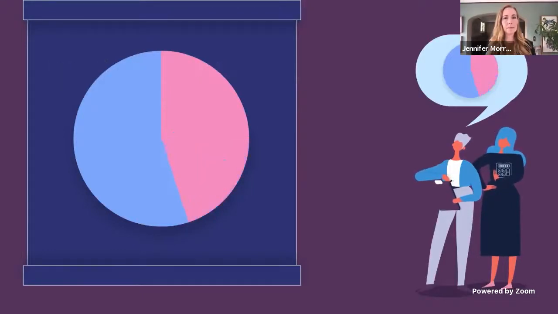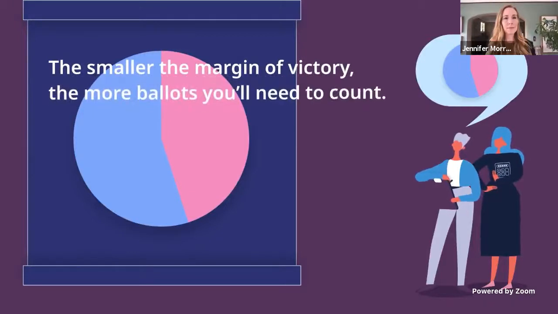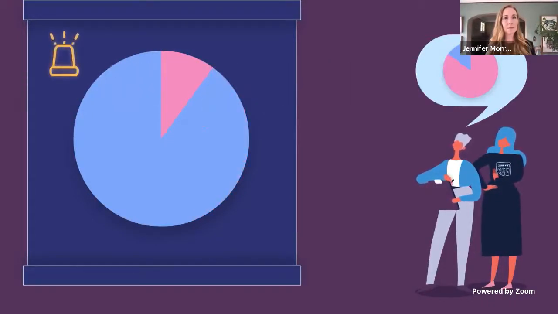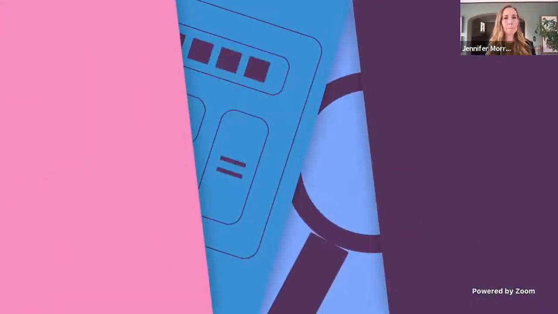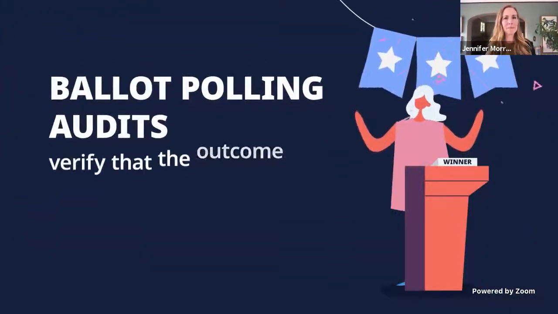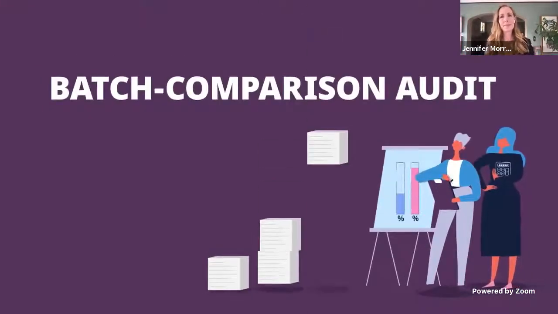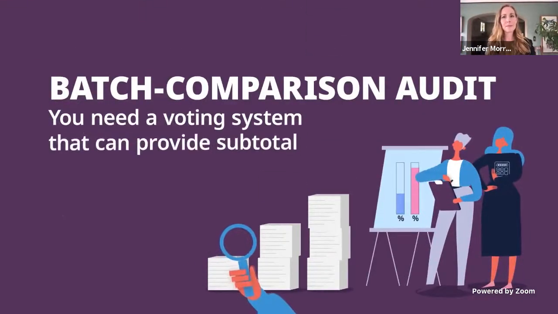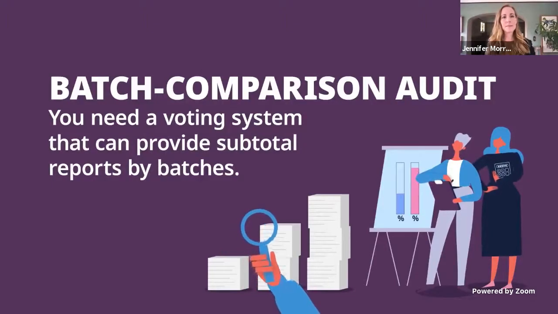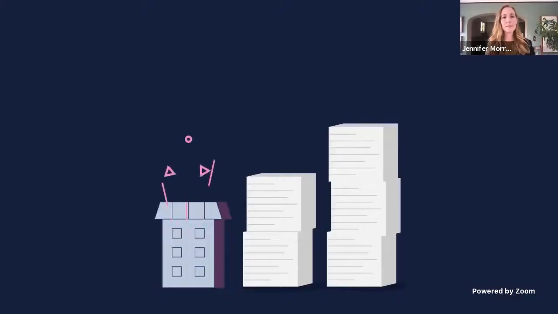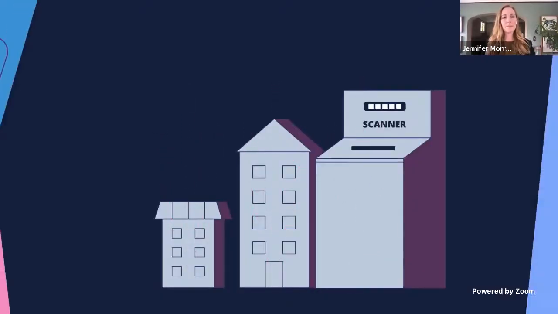Like the other 2 methods for risk-limiting audits, with a ballot polling audit, the smaller the margin of victory, the more ballots you'll usually need to count. If you discover major discrepancies, you'll end up doing a full recount. Ballot polling audits verify that the outcome of the election is correct. For a batch comparison audit, you need a voting system that can provide subtotal reports by batches. For example, each precinct could be a batch, or even each scanner.